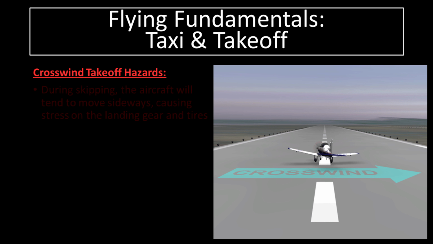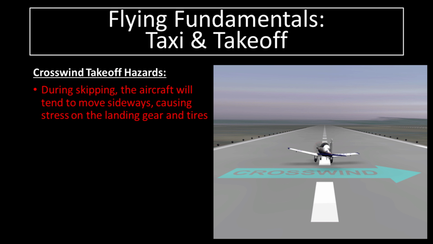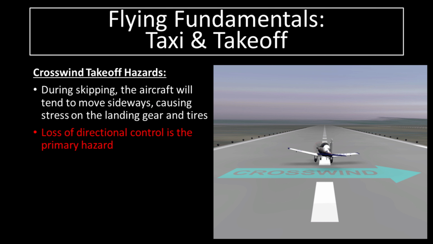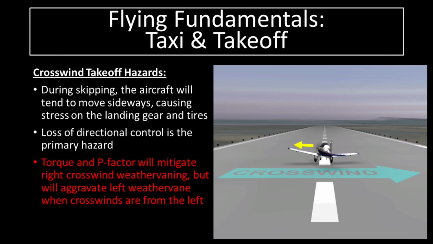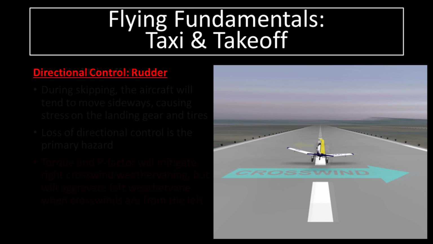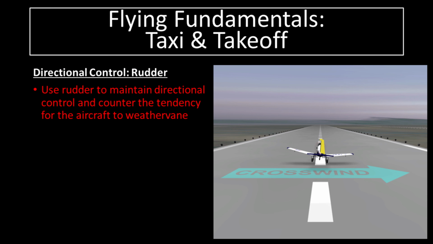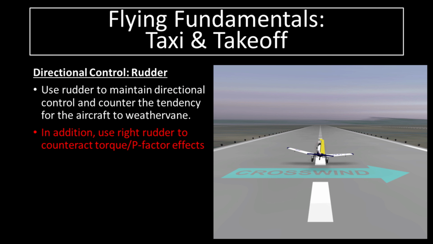During the skipping motion, the aircraft will move sideways, causing undue stress on the landing gear and tires. The primary hazard associated with this is the possibility of losing directional control of the aircraft. Torque and P factor will mitigate right crosswind weather vaning, but will aggravate left weather vane if the crosswinds are from the left. To combat these effects, use rudder effectively to maintain directional control and to counter the tendency of the aircraft to weather vane. Use sufficient right rudder to counter these effects.